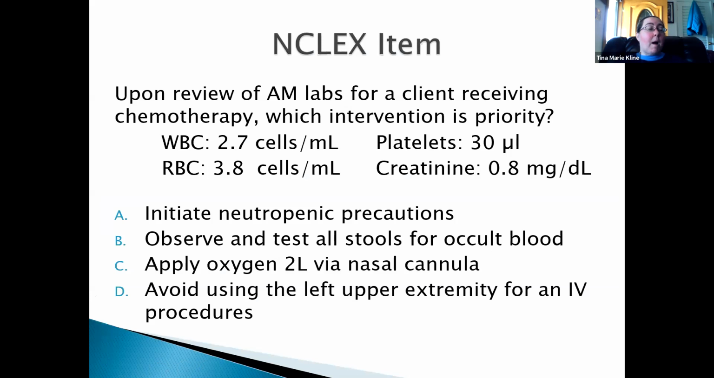Okay. Now remember, if it's a priority question, we're likely going to be doing all of these, but which one, if you could only do one, is going to be the most critical for your patient's well-being? I'll give you a minute and you can throw them in the chat box and we'll take a look.